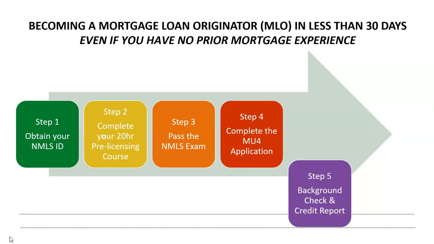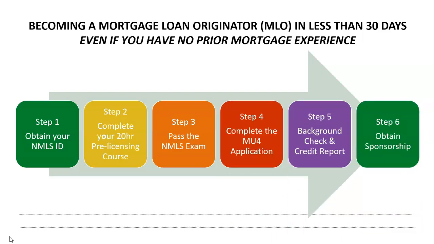Step number 4, 5, and 6. Guys, those can all be done at one time. Those can all be done on the same day. Step 4 is completing your application. Once you've passed the test, you're eligible to do the application. It's called an MU4 application. Your name, your address, your social, your work history can be done in an hour.